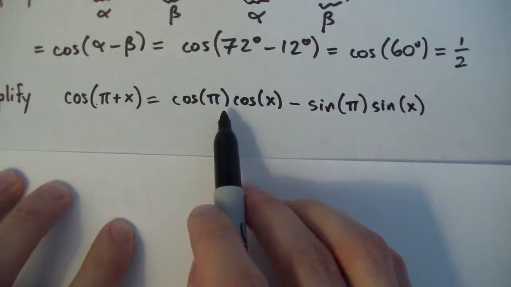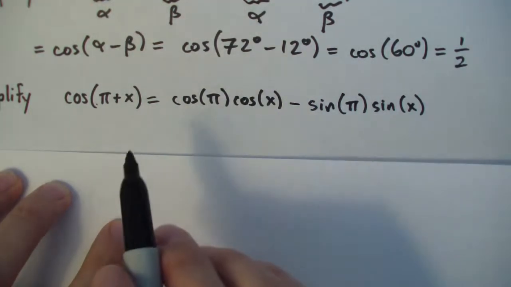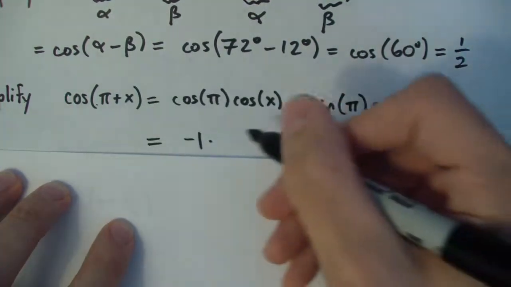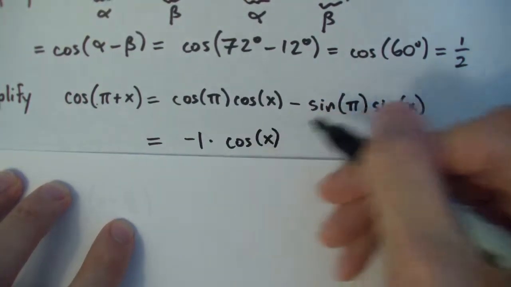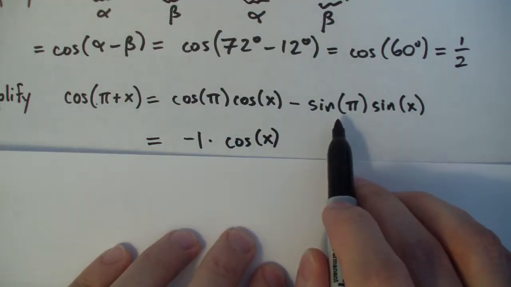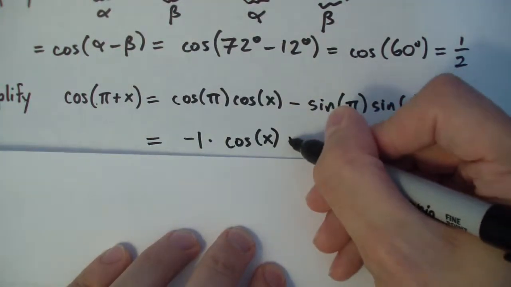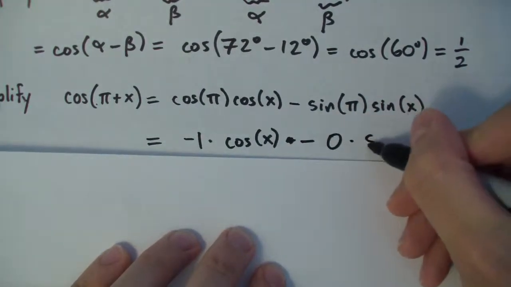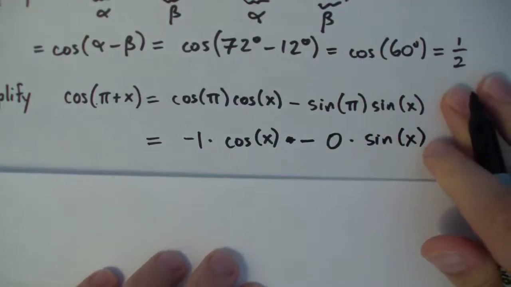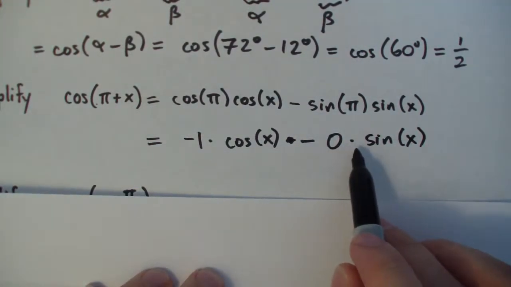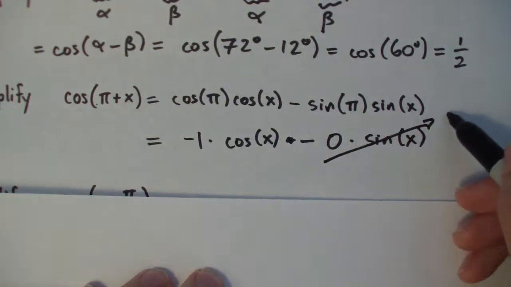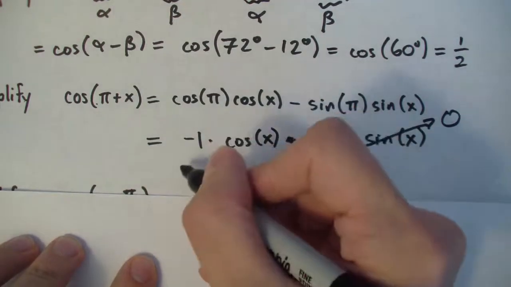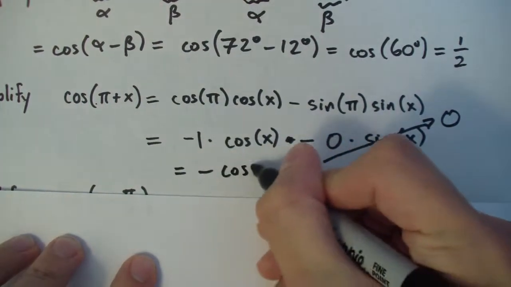So what is cosine of pi? Remember, cosine is -1 at pi. So we have -1 times the cosine of x. And sine of pi, remember, that is 0. So 0 times sine of x. So this whole term just goes away because it's 0 times sine of x. So this term goes away, and we're left with just negative cosine of x. So we get minus cos of x.